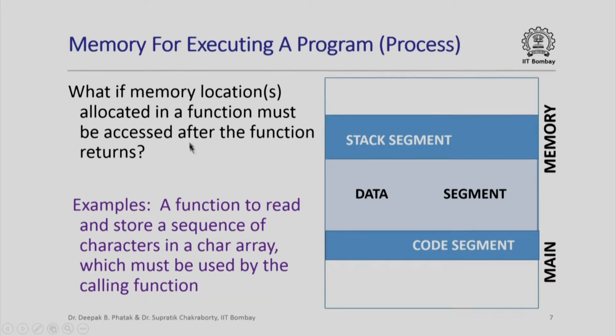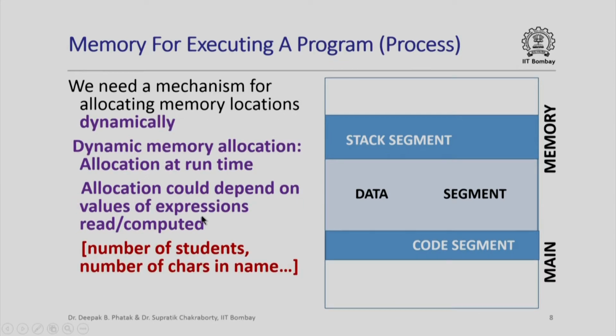Here is another example. A memory location that is allocated in a function may be required in the caller function after the called function returns. For example, I might want to call a function whose job it is to read and store a sequence of characters in a character array, and then when this function returns, the calling function must use this character array to do some other processing. Now, if the called function has the character array as a local array within itself, then when this called function returns, the calling function does not have access to the character array in which the called function read and stored the sequence of characters.